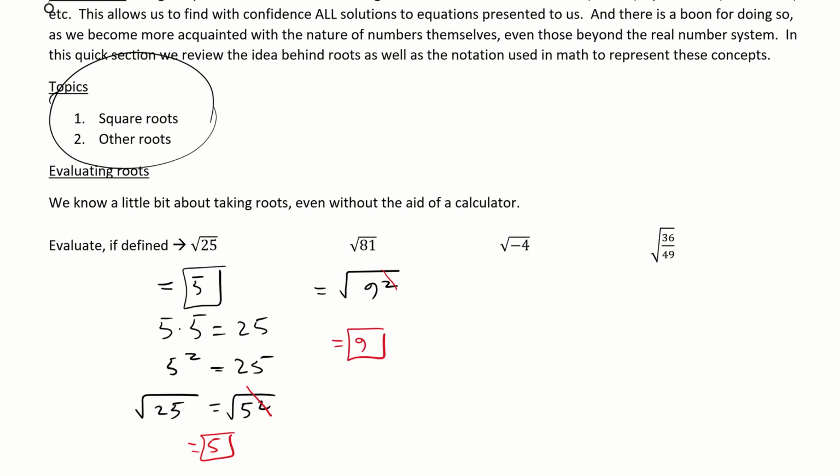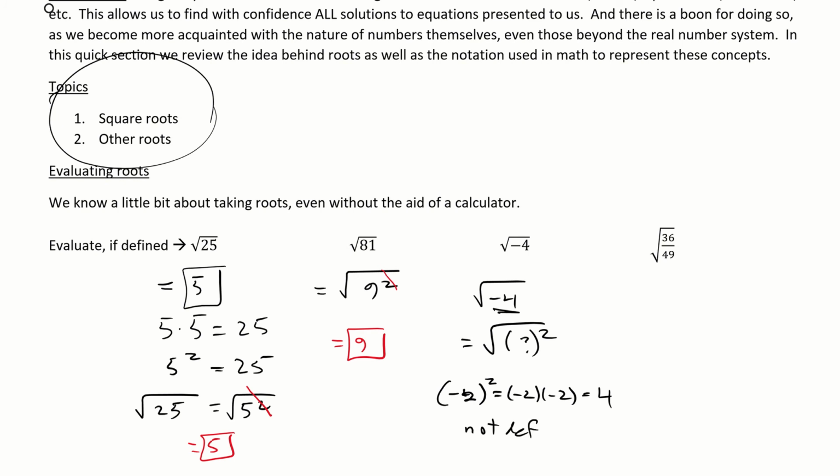Oh yeah, here's another one. The square root of negative 4 is equal to the square root of... kind of fizzles out. Because if you take minus 2 and square it, you get minus 2 times minus 2 is 4, not negative 4. There's no way to get there. So this is actually not defined right now. Don't you like those words? Yet. It's not defined yet. So you can't put a negative under a square root.